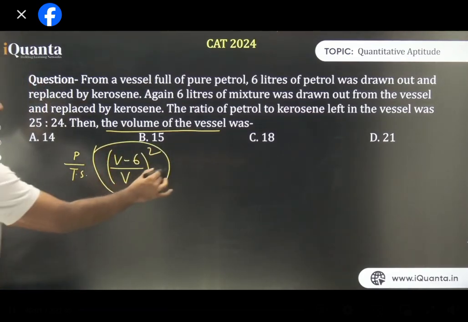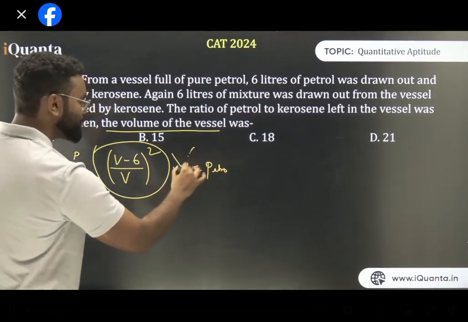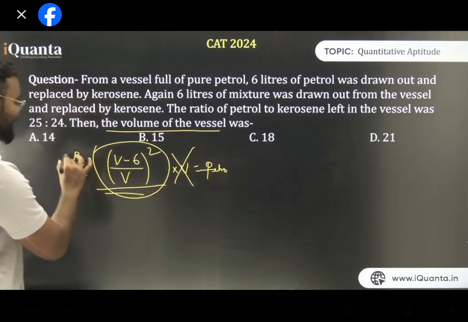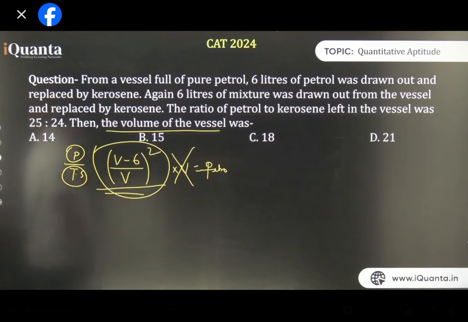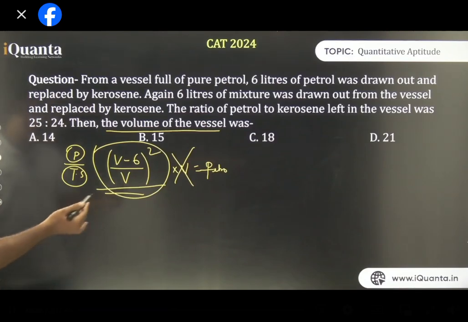Now if I multiply this with V, I'll get petrol. But if I'm not multiplying with V, this is basically giving you the ratio of petrol upon total solution. Am I clear? If I'm multiplying with V, I'm getting petrol. But if I'm not multiplying by V, I'm getting the ratio of petrol to total solution.